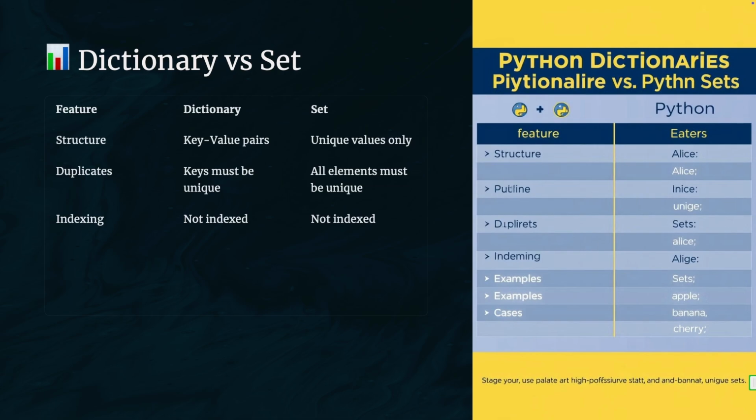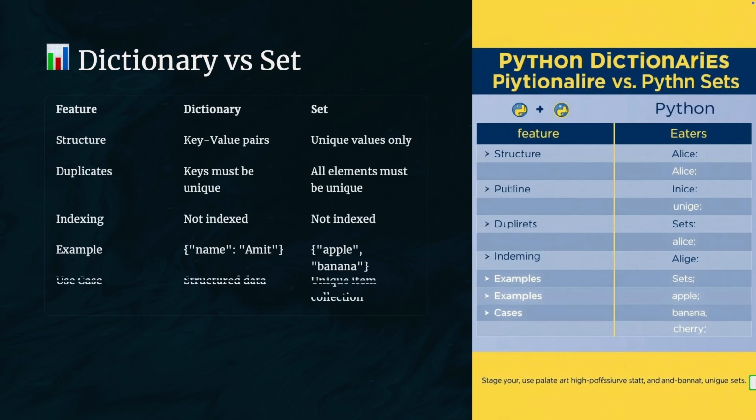Okay, and just to make it super concrete, a simple dictionary example would be {"name": "Omit"}, and a simple set would be {"apple", "banana"}.